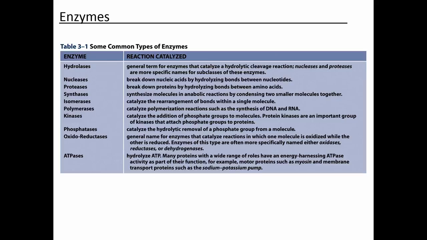The next one is called kinases. Kinases are a class of enzymes that catalyze the attachment of phosphate groups to a molecule. So they add a phosphate group to a molecule. That's what a kinase is. And the addition of that phosphate group to that molecule affects that molecule's function.